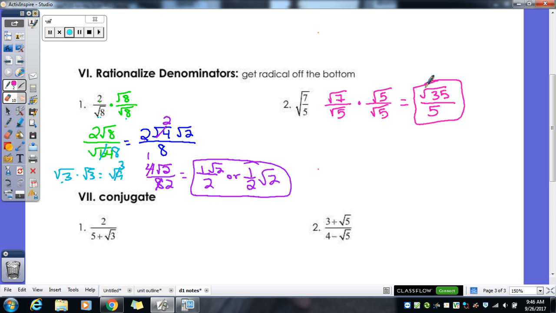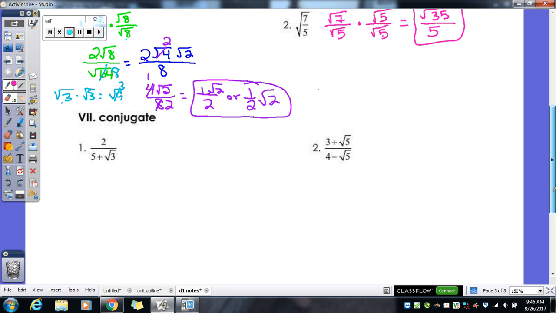I know a lot of people are probably thinking, well, you can actually divide 35 by 5. And you can. But in this case, you can't because 35 is under the radical. 5 is not. So you can't actually divide those. All right, then we got 2 more.